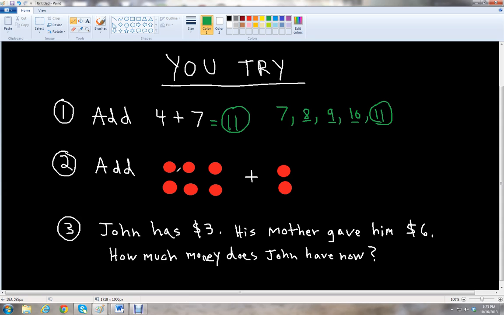And then when we add the red dots for the second problem, we're going to count how many red dots we have here. We have 1, 2, 3, 4, 5, 6. And then we're going to add that to 1, 2 for the red dots. So 6 plus 2. So we start again at 6, and we do 2 more than 6. So 7 is 1, 8 is 2. So it looks like 6 plus 2 equals 8. So we have 8 red dots.